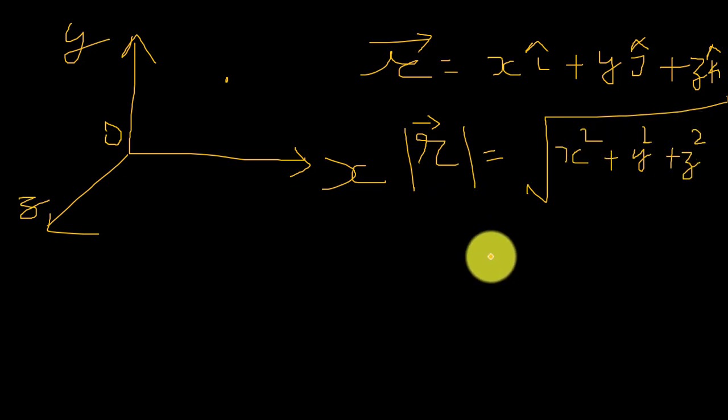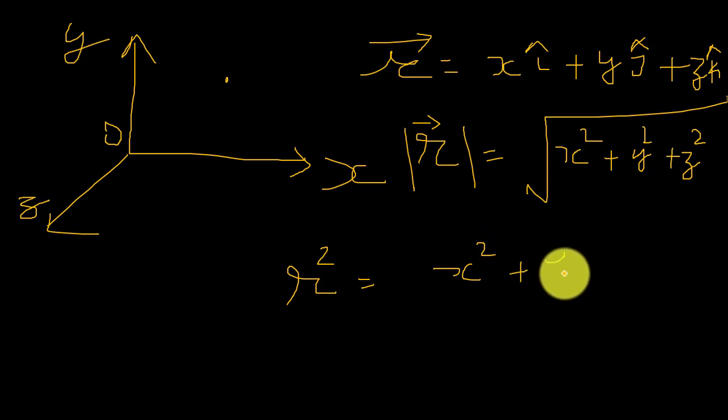Pardon my handwriting. So in three-dimensional space, the magnitude of any point's position is represented this way: you construct a sphere of radius r, where r square is equal to x square plus y square plus z square, the squares of the components along the three mutually perpendicular axes.